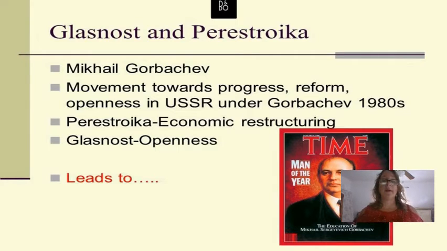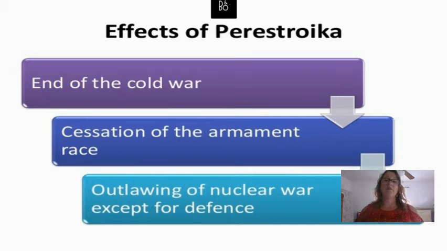They were under a command economy at this point, and he was trying to restructure that some to help his people thrive a little bit more. What are the effects of this new economy? Well, it effectively starts to lend to the end of the Cold War. They stop the weapons race because they're not putting their money towards their military and weaponry constantly. And it leads to the outlawing of nuclear war, except in terms of defense.